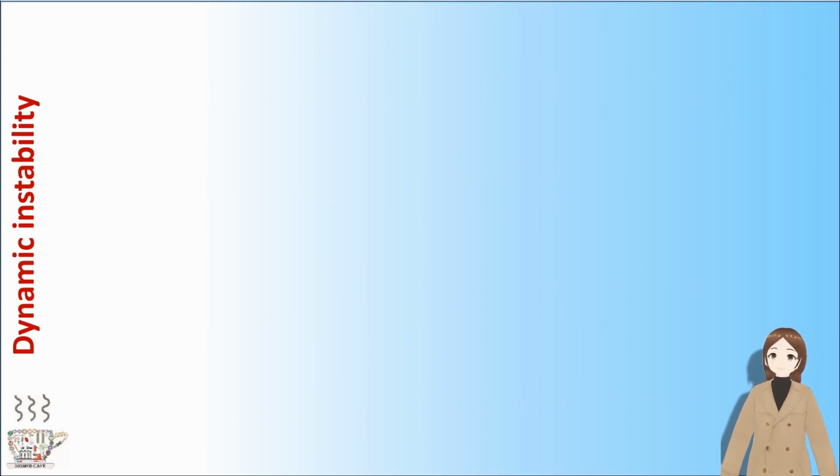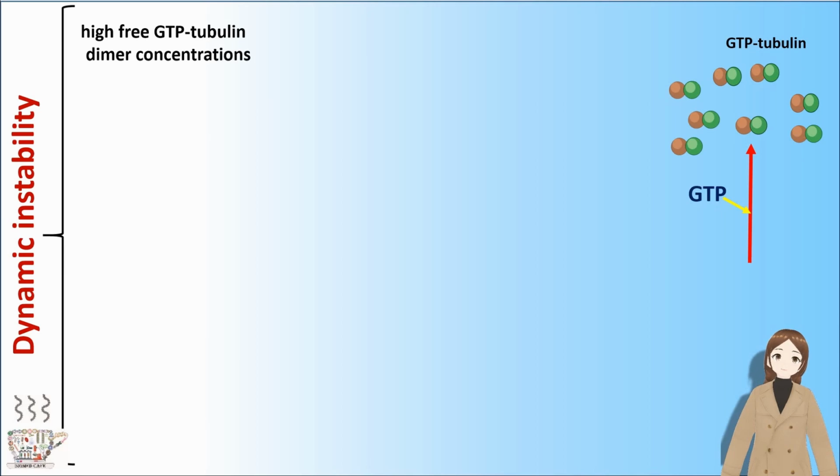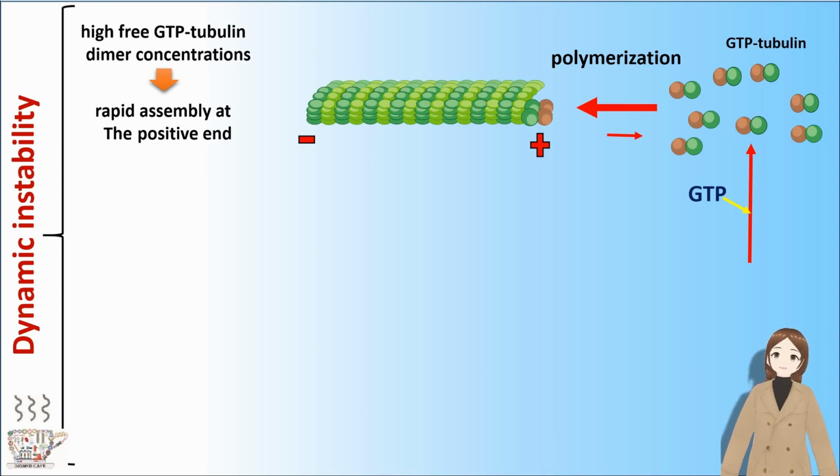Dynamic instability. Microtubules have dynamic instability. At high free GTP tubulin dimer concentrations, rapid assembly at the positive end occurs.